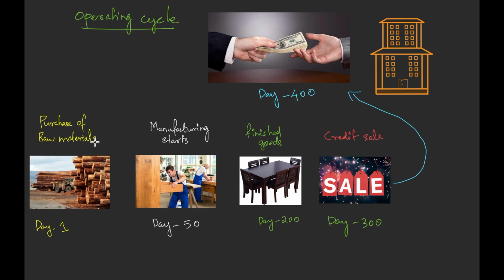On the first day, purchase of raw materials happened, and for about 50 days these raw materials stayed in the company as they were. On day 50, the company started manufacturing, and it took about 150 days to produce the furniture. On day 200, the finished good was ready, and it took about 100 days for the sale to happen. On day 300, the furniture was sold on credit. After 100 days, our debtor made the payment, so on day 400 we received cash.